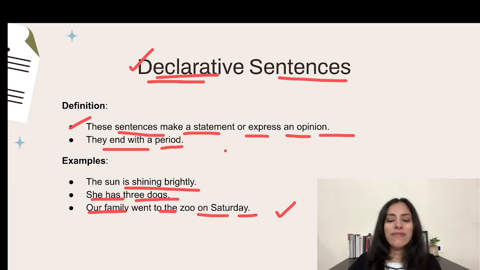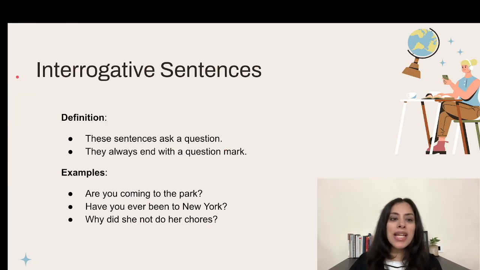Okay. Next is interrogative sentences. Again, very easy. These sentences ask a question, and they are again by far one of the easiest sentences to identify, because you can always spot a question mark at the end of interrogative sentences. They always end with a question mark.